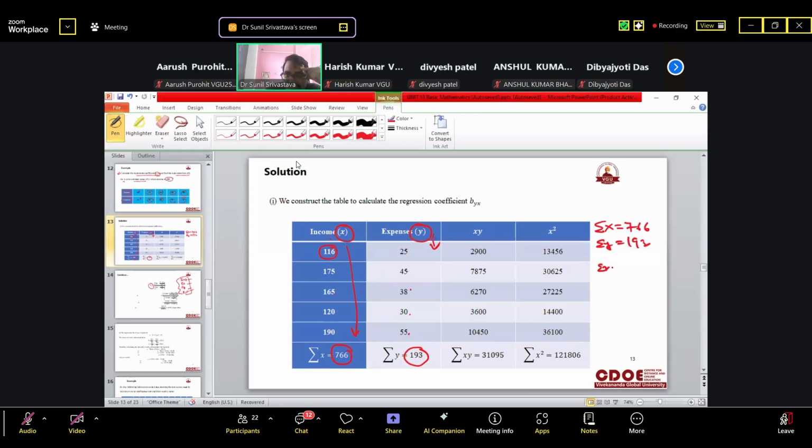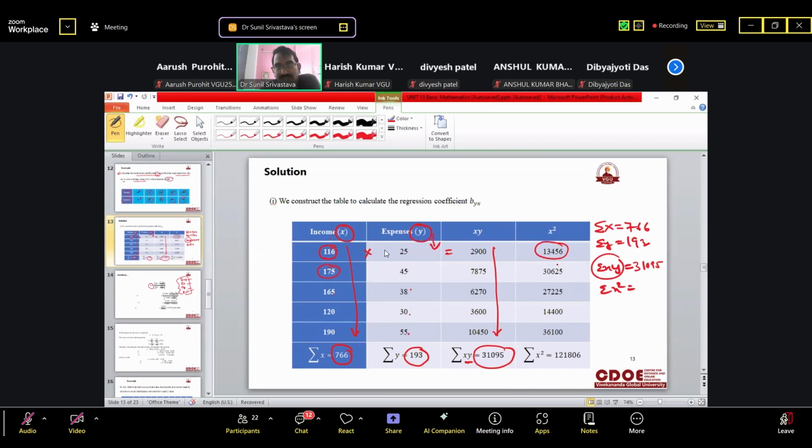Now the next summation values are required: summation of XY and summation of X square. So we have to prepare this. We have to multiply X into Y. 116 into 25 is equal to 2,900. 175 into 45 gives 7,875, and so on. We multiply X and Y and take their sum. The result is 31,095. In the same way, we find the value of X square. Take the square, 116 into 116.